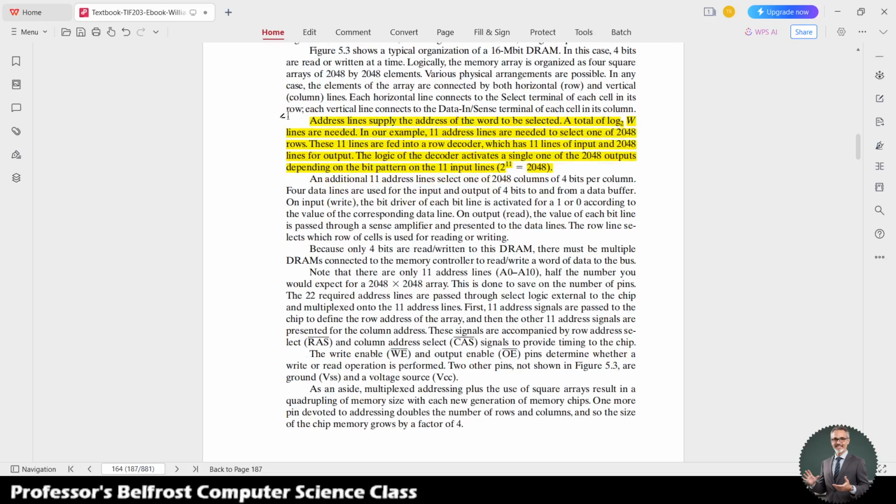So you see here, the first physical arrangement is possible. In any case, the elements of an array are connected by both horizontal and vertical lines. Each horizontal line connects to the select terminal of each cell in its row, and each vertical line connects to the data-in or sense terminal of each cell in its column. Address lines supply the address of a word to be selected, and a total of log base 2 W lines are needed.